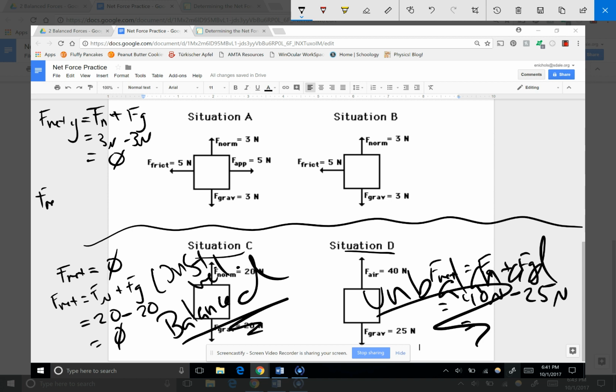I'm also going to have my F net in the x direction, which is force of friction plus the force of application, or force of the push, as we've been calling it in class. So it's like someone's pushing against a box and there's friction pulling backwards. So force of friction is backwards, so that's negative 5 newtons plus our force applied, which is 5 newtons, which means, again, our F net in the x direction is going to be 0 newtons.